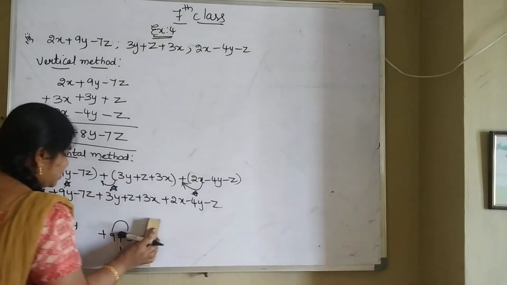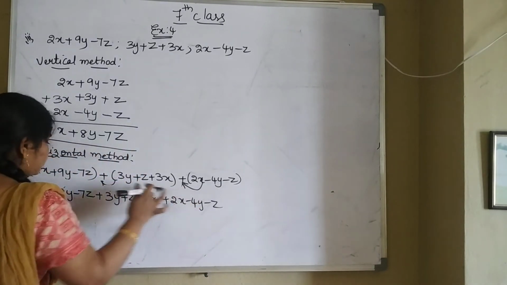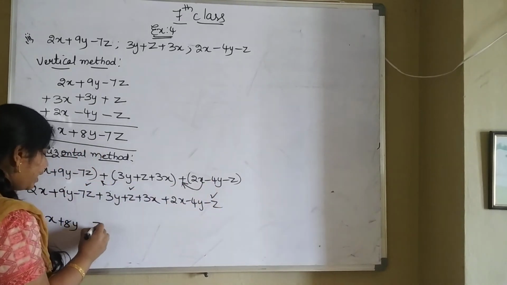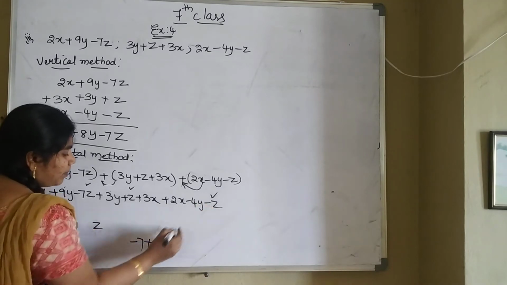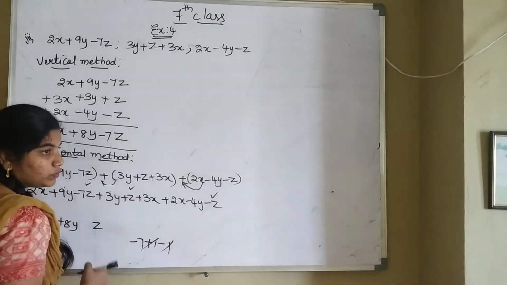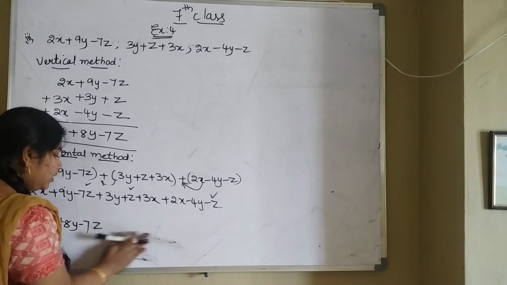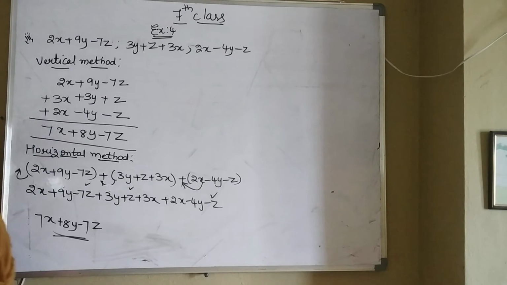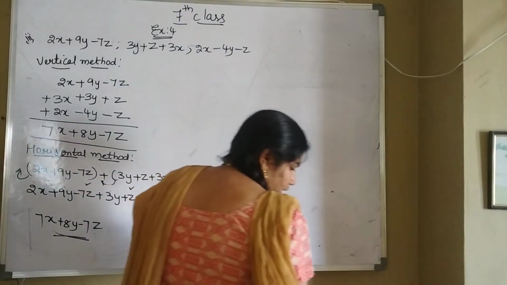Okay. Now, last, z terms. Where are the z terms now? z, z, z. So I am writing z as it is, minus 7 here, plus 1 here, minus 1. So plus 1 minus 1 will get cancelled. The answer is minus 7. So I am writing minus 7 here. So both the answers are same. So whether you do it in the horizontal or vertical method, the result will always be the same. Okay. So next one.